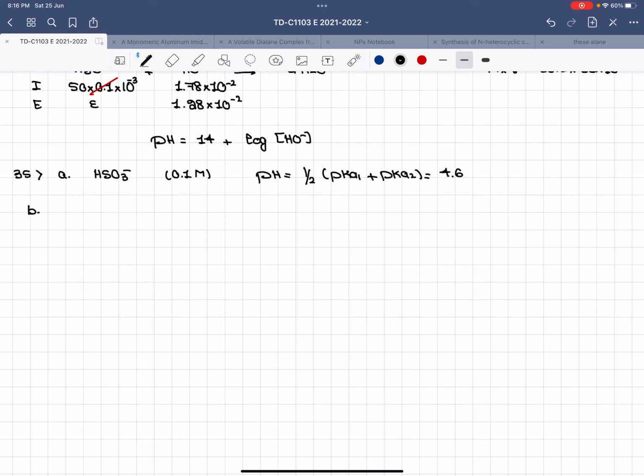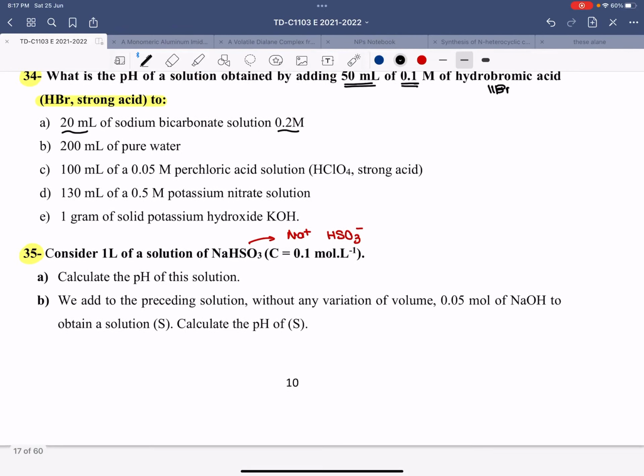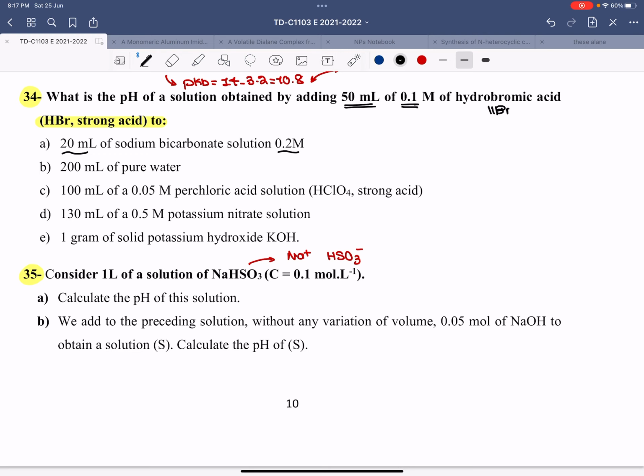To the same question, we add HO minus without any changes in volume. So HSO3 minus, and you add to it HO minus. What will happen? HO minus will take the proton to give you H2O and SO3 2 minus. By the way, this is the second couple. Okay, pay attention. SO3 2 minus and HSO3 minus, this is the second couple. You have 0.05 mole in 1 liter, so that's 0.05 mole per liter, and 0.1.